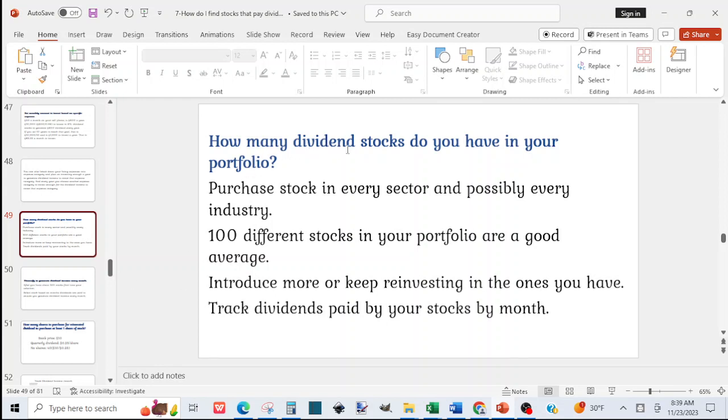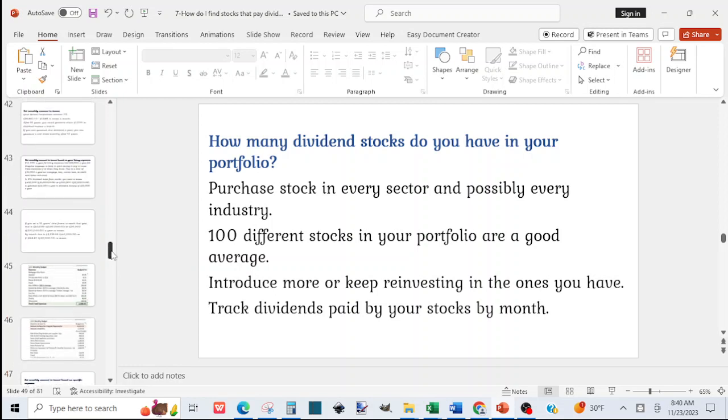Okay, so how many dividend stocks do you have in your portfolio, or how many dividend stocks do you need in your portfolio? It does not matter the number. You can go with 100 stocks per se, but what matters is you want to make sure you have dividend stock in each sector of the market.